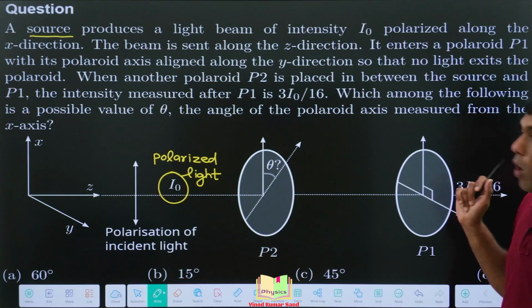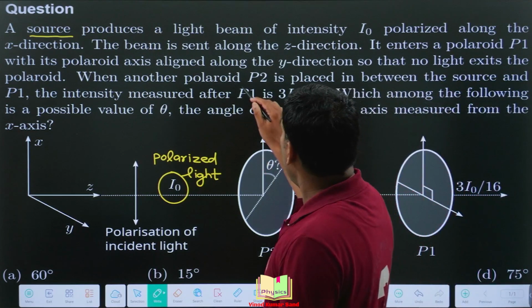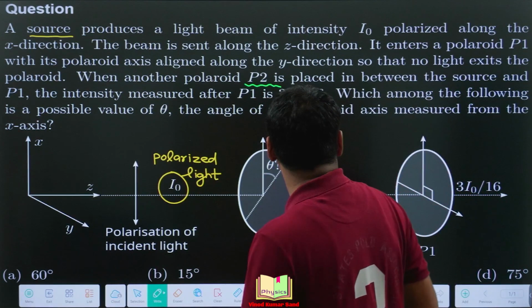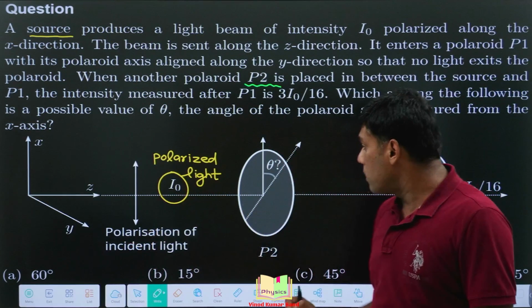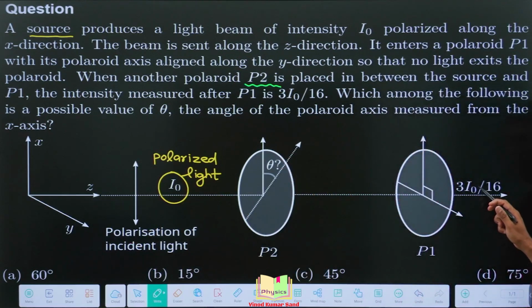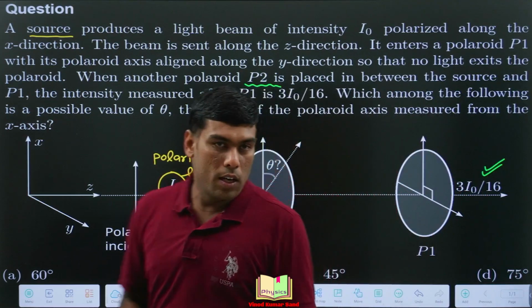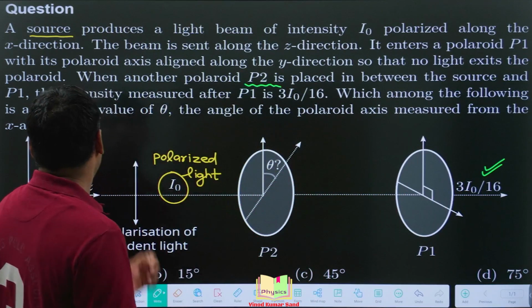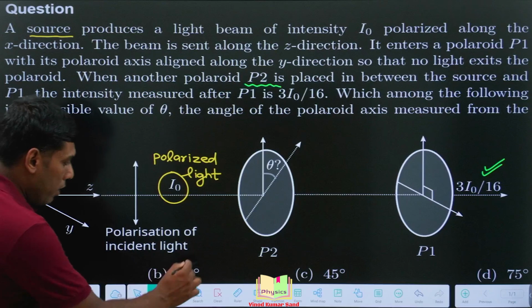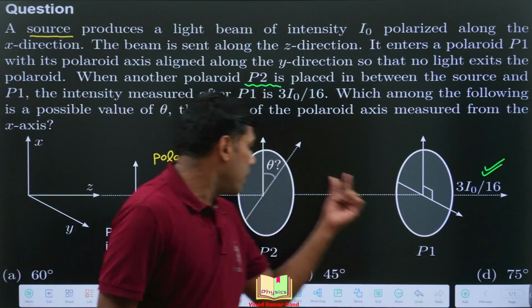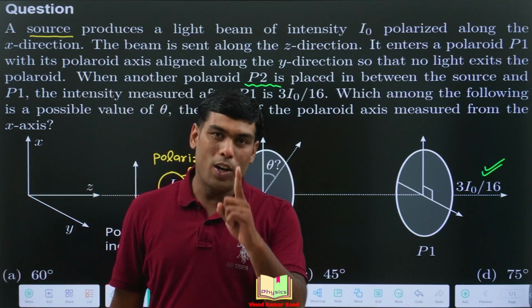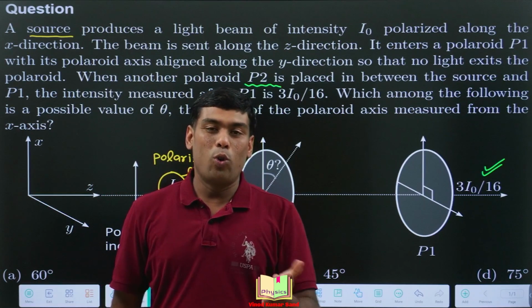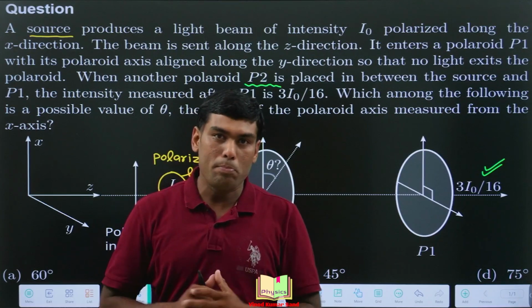No light is obtained. Then you put another polarizer P2 in between P1 and the source of the light. And finally, we get the output intensity of light as 3 I naught by 16. The question asks which of the following values of the angle theta is possible. Out of these four choices, only one is correct. So we'll be solving this question using Malus's law.